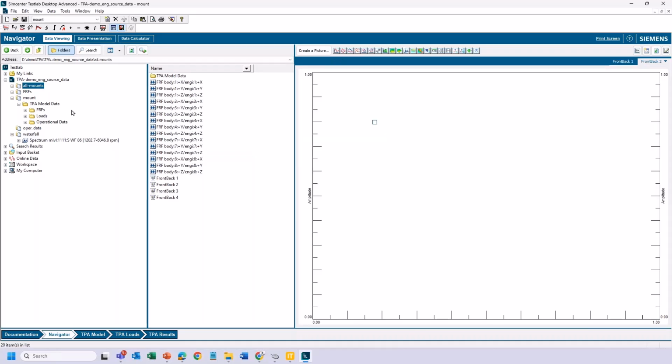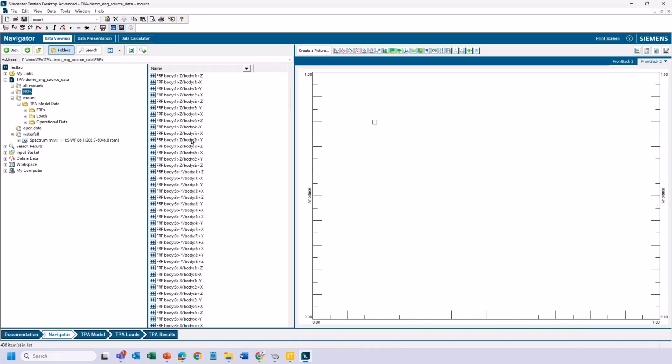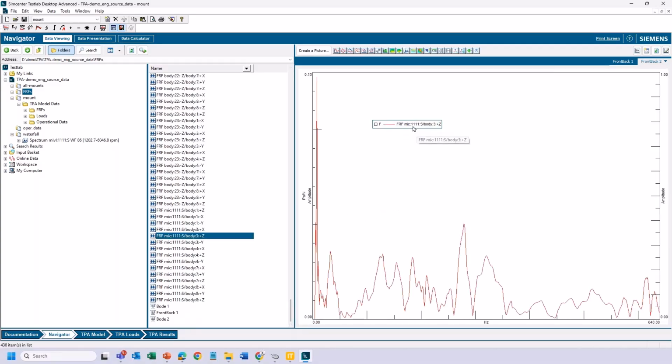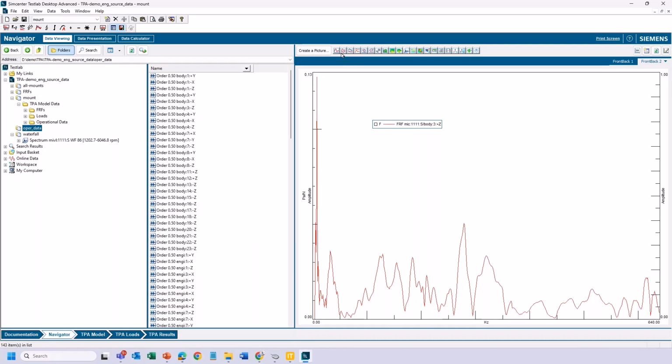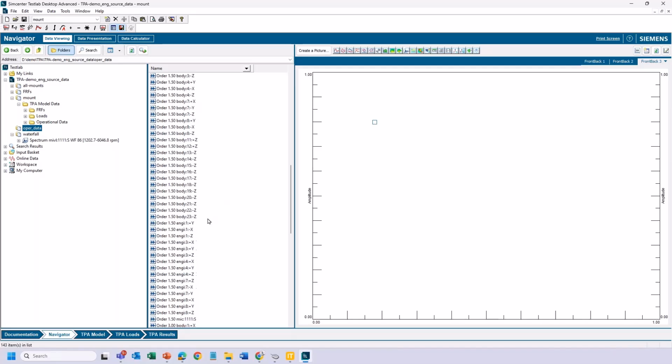Then I also have things like the FRFs. If I look here, I have a microphone location. This is probably the target. Again, it could be an acceleration like on the seat or something, or in that microphone location; somebody who measured it would know where mic 1111 is located. It could be the driver ear, passenger ear, whatever. So I got FRFs. And then I have operational data as well, which is under this folder, and I'll open that up.